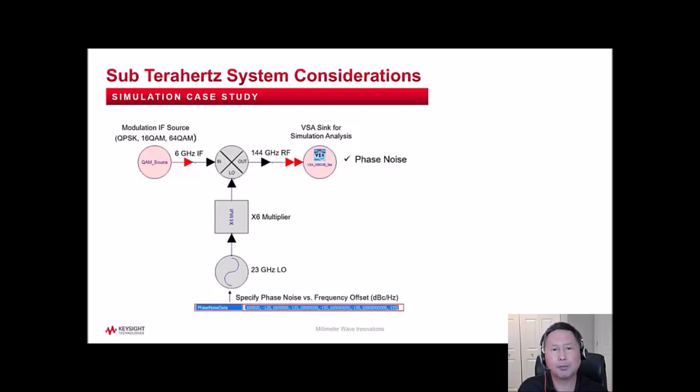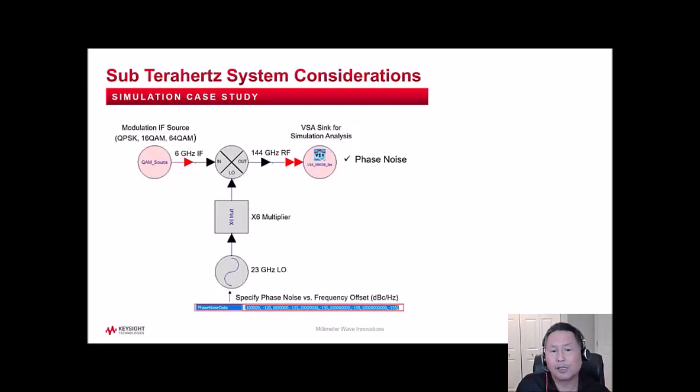The modulated IF is upconverted to 144 GHz using a mixer with a low side LO. The LO source frequency is set to 23 GHz, followed by a times 6 multiplier. So the mixer LO frequency is 138 GHz. 138 GHz plus 6 GHz IF yields an upconverted frequency of 144 GHz.